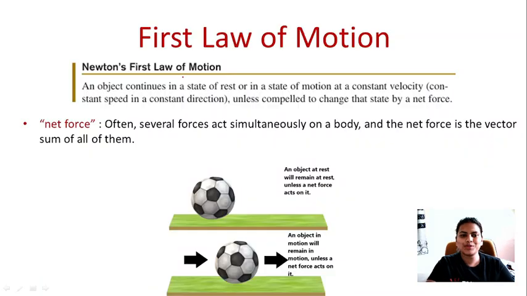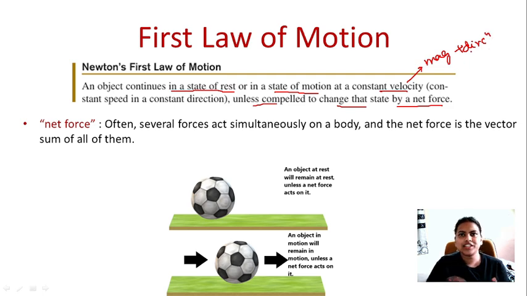First law of motion. An object continues in a state of rest or in a state of motion at constant velocity unless compelled to change the state by a net force. It means if a net force is applied, then only the state of the object changes. If the object is at rest, it would continue at rest. If the body is moving with a constant velocity, then it would stay in motion. I am saying velocity here. Velocity means magnitude as well as direction.